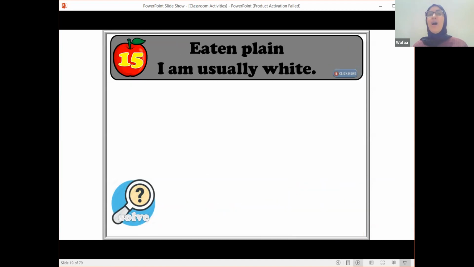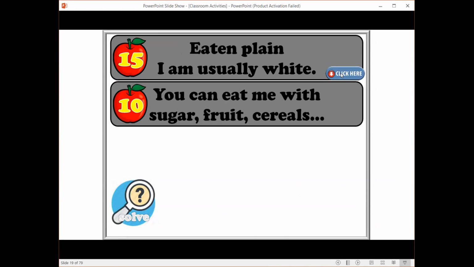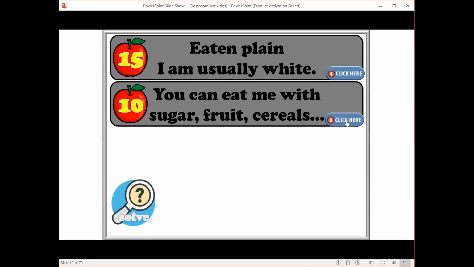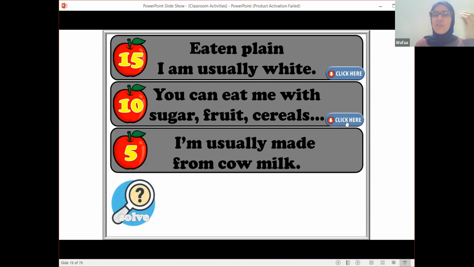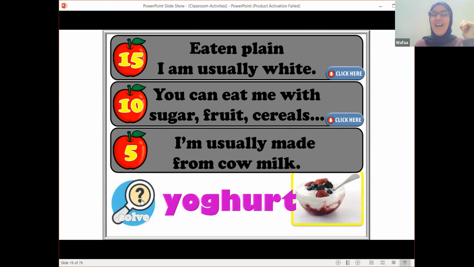The next one. Eating plain, I'm usually white. What do you think it is? Banana. You can eat me with sugar, fruit, cereal. Coconut. I am usually made from cow milk. Is it milk? Yogurt. Excellent. That's right. Yogurt. The next one.